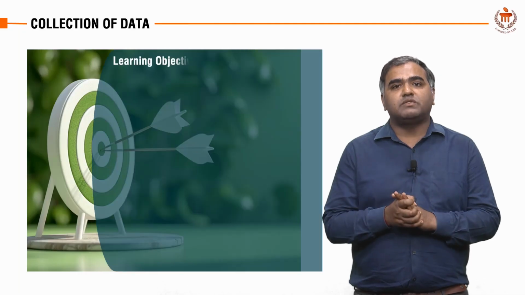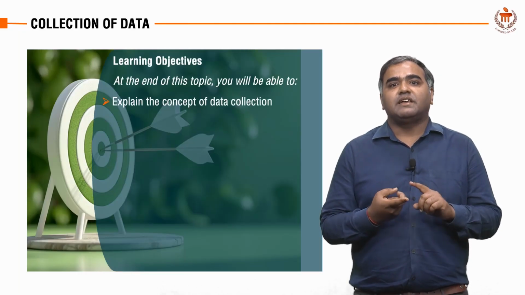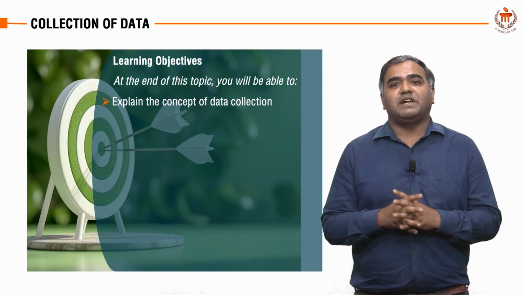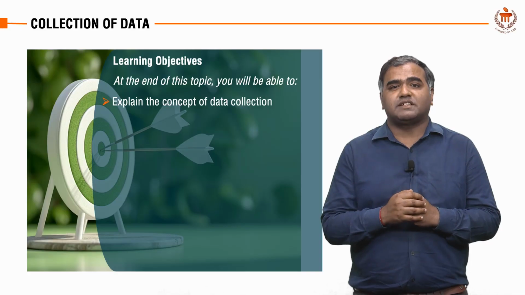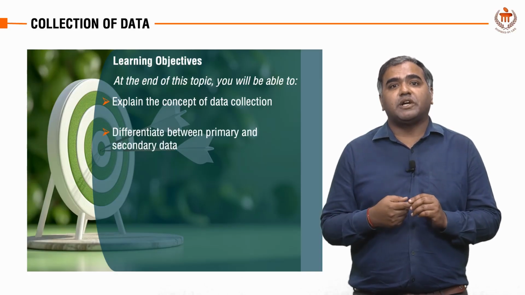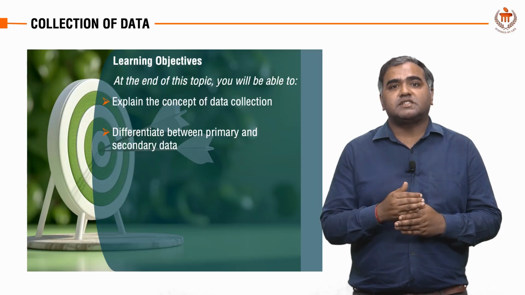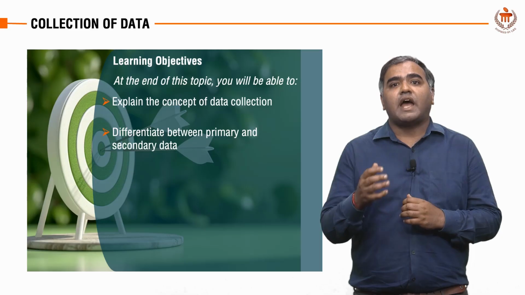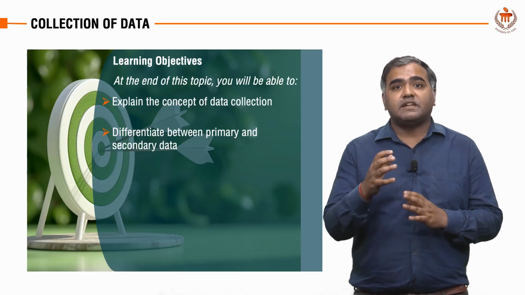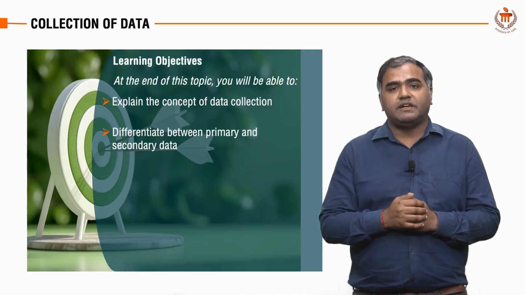So the objective of this topic is to discuss the concept of data collection, and gain insight into the importance of collecting accurate and reliable data, as it is a foundation for statistical research and analysis. Point 2: differentiate between primary and secondary data. Here we'll discuss the distinction between data collected first-hand for a specific research purpose, which we call primary data, and data which has already been collected for another purpose, which we call secondary data.